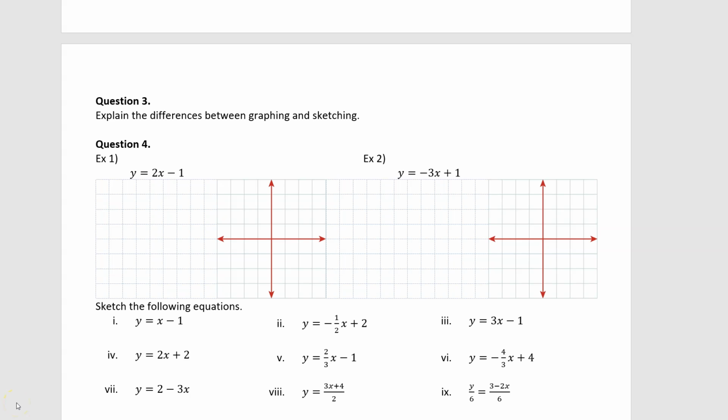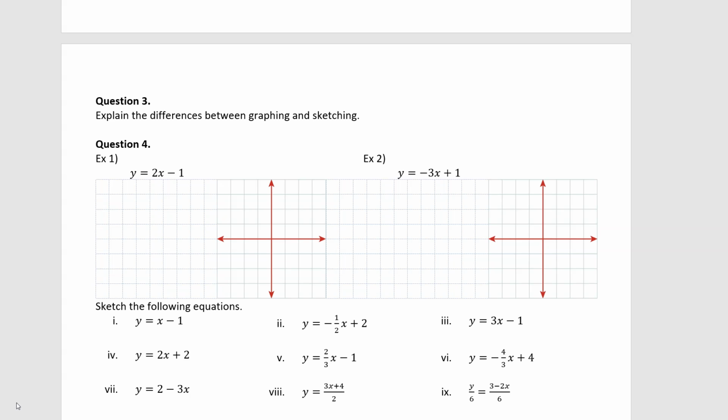Welcome to this video on sketching. In the first video of this series, we had a look at how we can graph linear relationships using the plotting method. Then in the second video, we had a look at how we can simply graph linear relationships using the slope-intercept form. In this video, I'm going to show you how you can sketch linear relationships simply by looking at them.